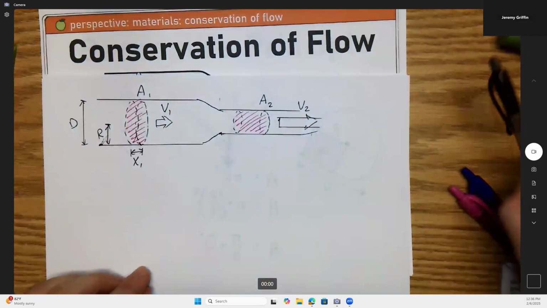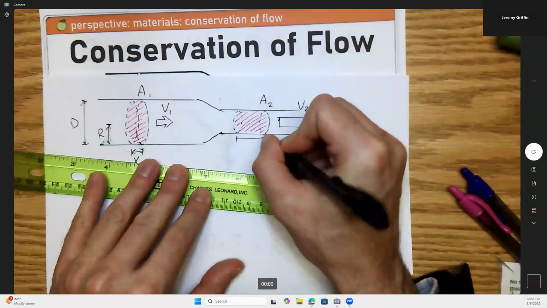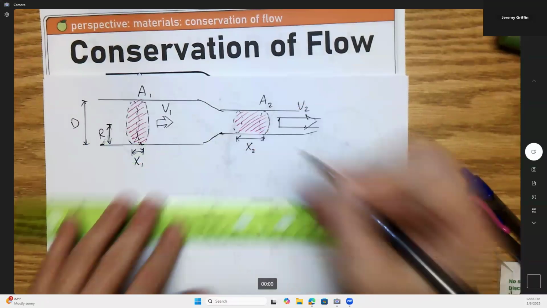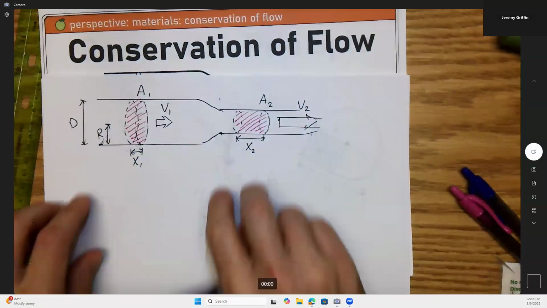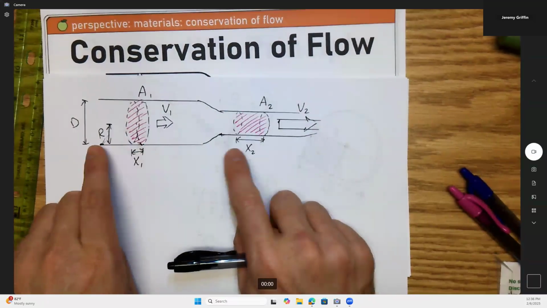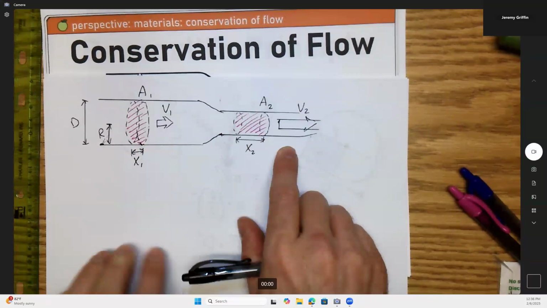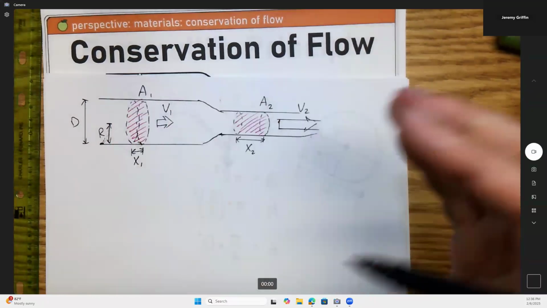Okay. And I'm going to call this distance right here X2. Okay? That okay? Now, if all this water is flowing through this pipe system, could it be the same number of gallons per minute everywhere, or the same cubic meters per second in metric? Okay, that's what conservation of flow is. So let's get that on the board.